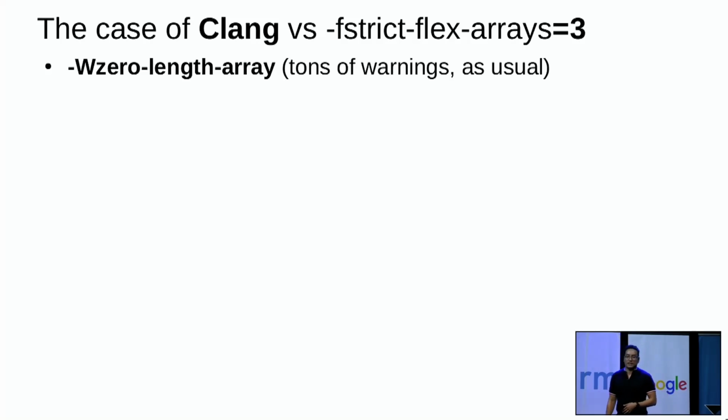In Clang, we have this compiler option, and what zero length array does is that it's going to yell when you declare a zero length array. So Clang developers were like, well, why do you need a level value 3 if you just go and enable this compiler option? Just don't use zero length arrays. The issue with that is that this option spits out thousands of warnings.